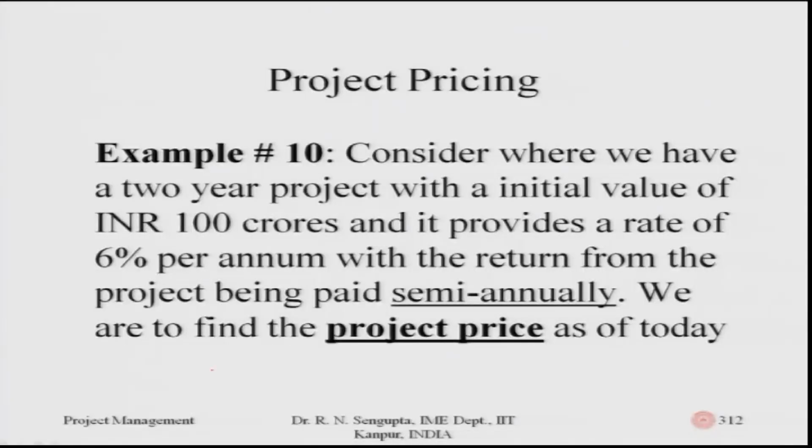So, consider a 2-year project with an initial value of Indian rupees 100 crores, and it provides a rate of 6% per annum. Now see here, this 6% per annum, as I mentioned, is calculated on a per annum basis, and in the last slide which we discussed, slide number 311, we did mention that interest rate is calculated on a continuously compounded basis, with the payment being done on a semi-annual basis. So, there are 3 important things. Number 1, per annum calculation; number 2, continuous compounding way of calculating; and number 3, the payment happening on a semi-annual basis.